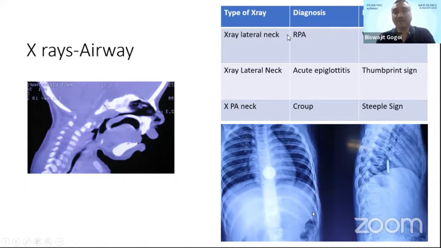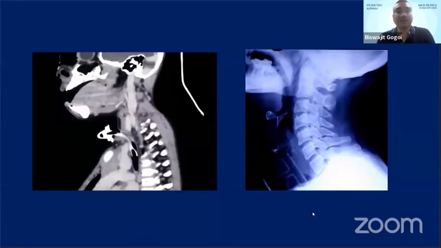Though infection is nowadays less, we can still get it and have to perform this kind of assay, where in case of a retropharyngeal abscess we may get widening of the retropharyngeal space. In case of acute epiglottitis, we may have the classical thumb sign. Also, in case of croup, we can get a steeple sign. These are classical classroom teaching for us.